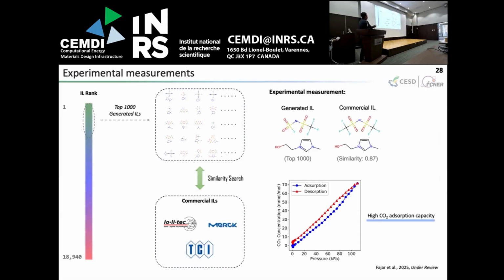And we found this one with similarity of about 87%. And then we measured the CO2 absorption capacity. And it was really good, actually. At 100 kilopascal, the absorption capacity is about 70 millimole per mole, which is the level of the best ionic liquid out there. And this is not even our real ionic liquid. This is the most similar ionic liquid that we can find commercially. And yeah, we're still waiting for our true ionic liquid to be synthesized and we can test it in the lab.